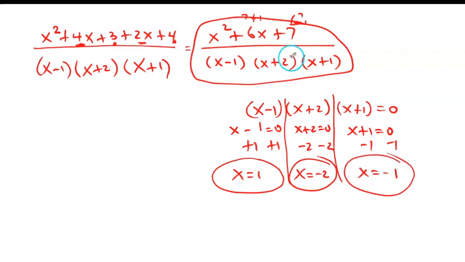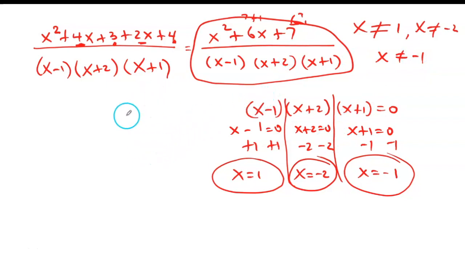So, final answer, restrictions on the side. x has to be different from 1. x has to be different from negative 2. x has to be different from negative 1. And that will be my answer.